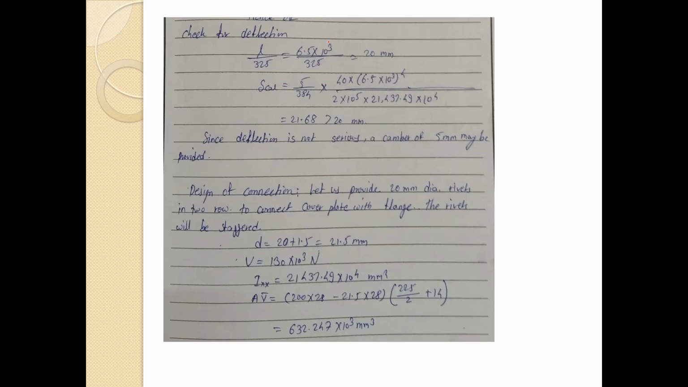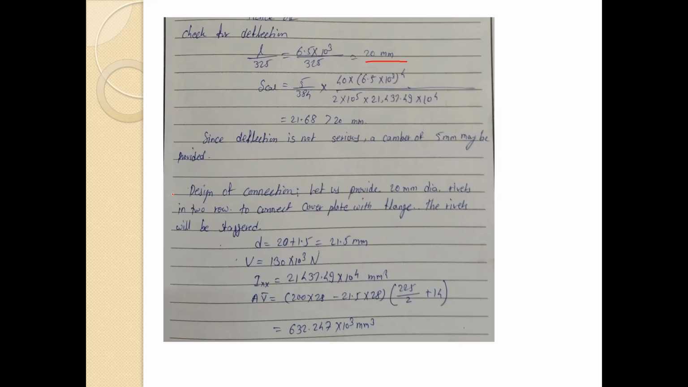The deflection should be less than L by 325, that is 20 mm. So we are calculating the deflection, that is 5 by 384 into this W into L raised to 4 divided by EI. So that becomes 21.68 mm, which is greater than this 20 mm. Since deflection is not serious, that is only 1.68 mm is increasing, what we are going to do is provide a camber of 5 mm. So this is the case in which the design is over.